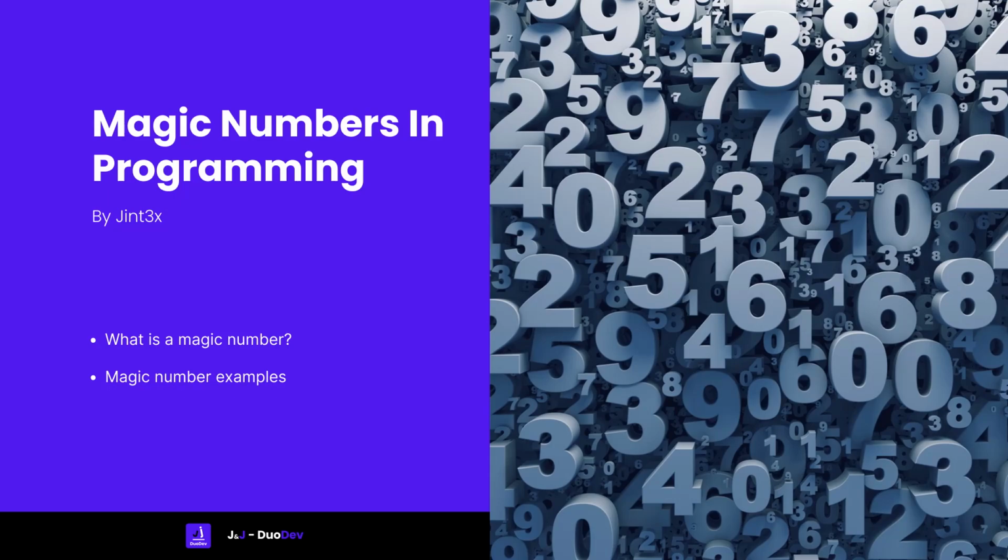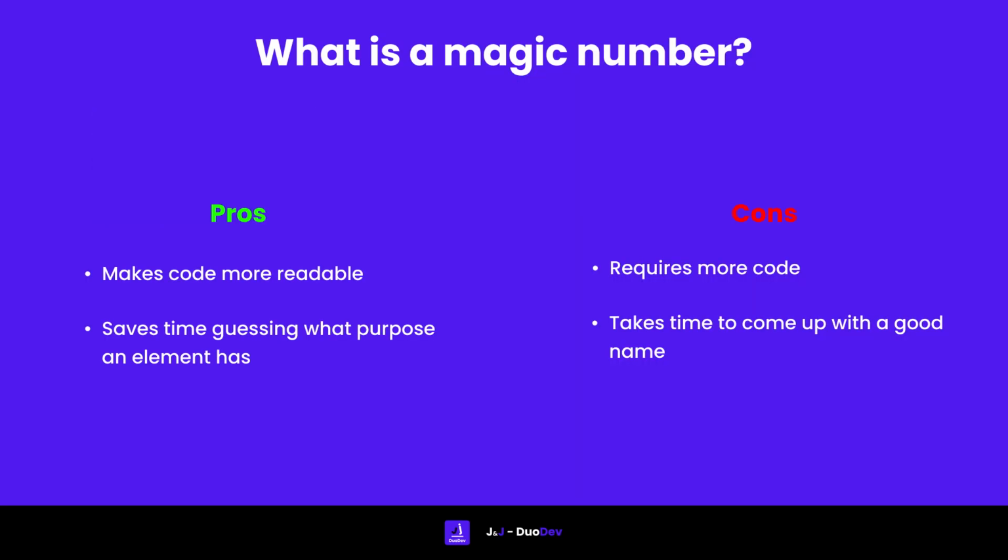I'm Gin3x and today I'll be explaining the concept of magic numbers in programming. A magic number in programming is a constant number placed in code without explanation. It looks like just a number while having a deeper meaning, such as date, time, price or something else.